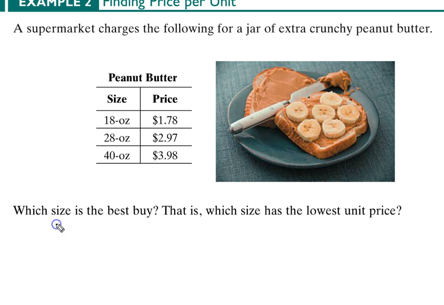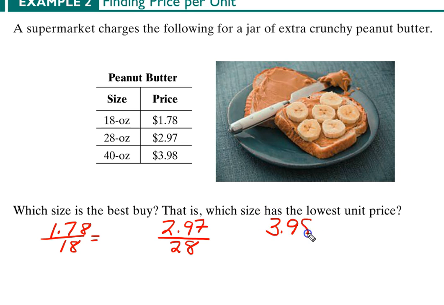1.78 divided by 18. What would that be per ounce? 2.97. What would that be per ounce? And 3.98. What would that be per ounce? Okay, we'll do some figuring and get back.